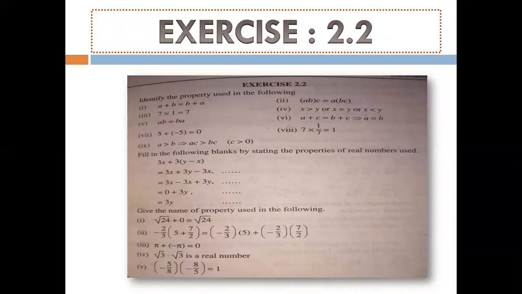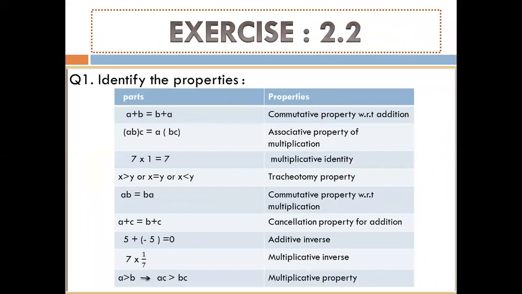Yes, students, now we have exercise 2.2. This is a very easy exercise. All the exercise is almost objective type. You only have to mention the properties in questions 1, 2 and 3. In question 2 also, you write the property against each step, that is, which property satisfies step 5. The solution is already given in question 2.